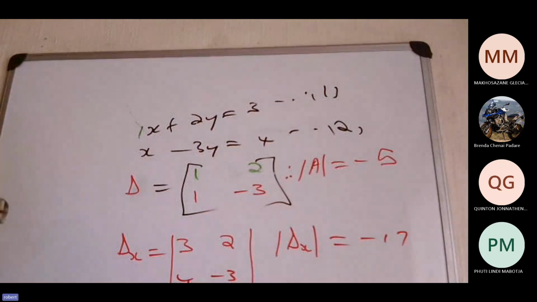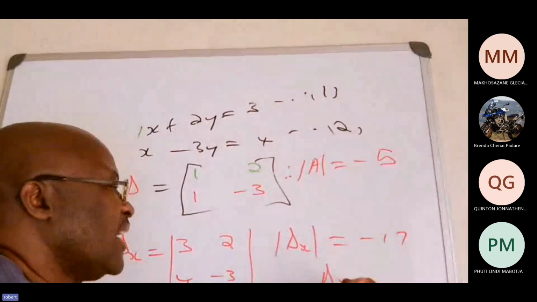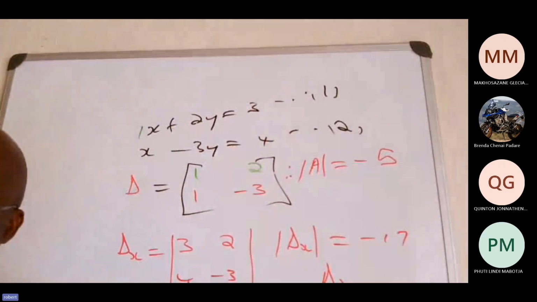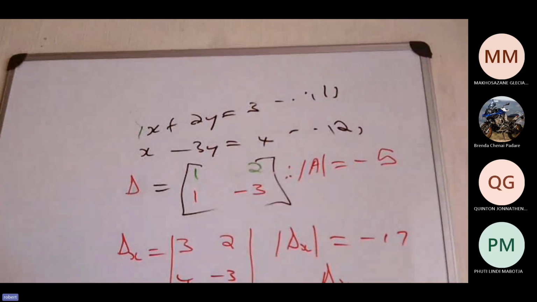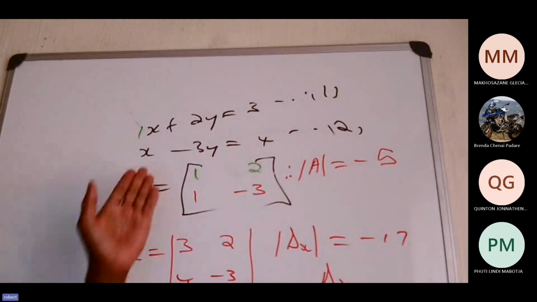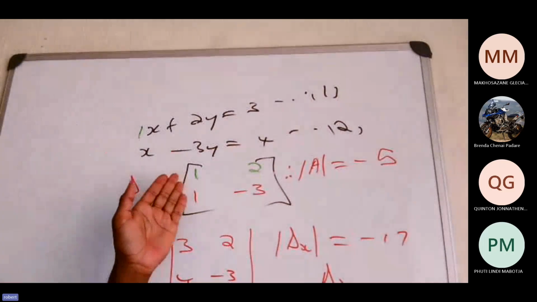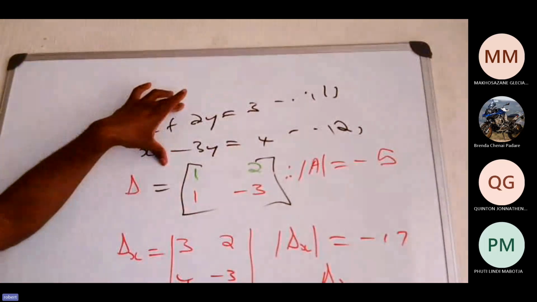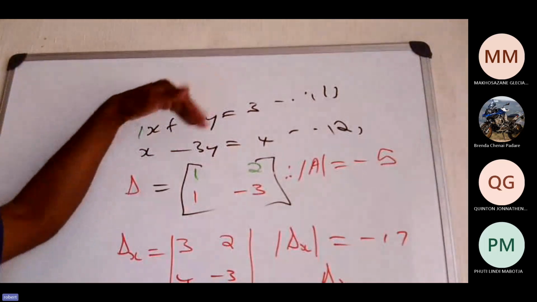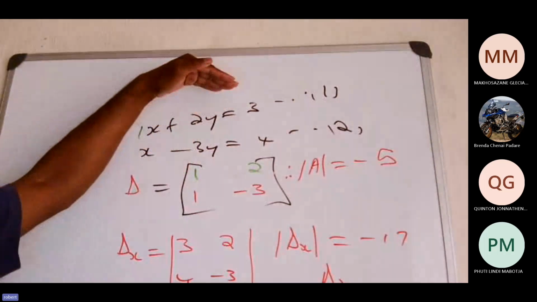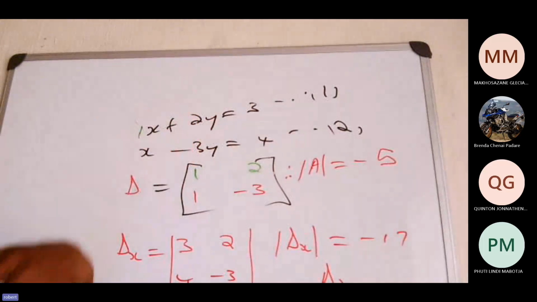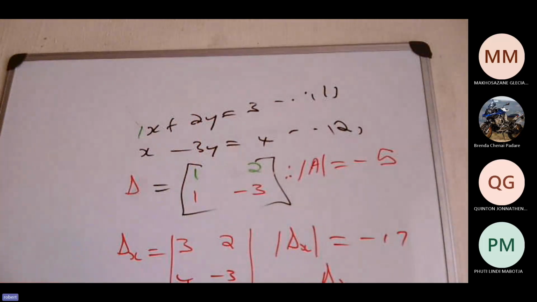Therefore, what is x then? Finally, it will be dx over d. That is why we are saying the d must not be 0. If d is 0, then this doesn't have a solution, meaning that the graph of equation number 1 and equation number 2 will never cross each other.